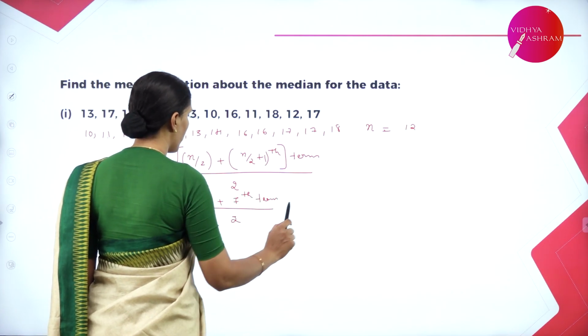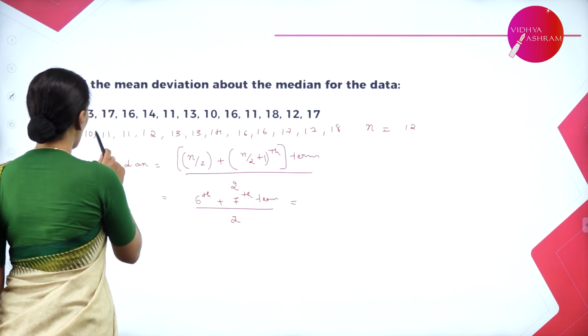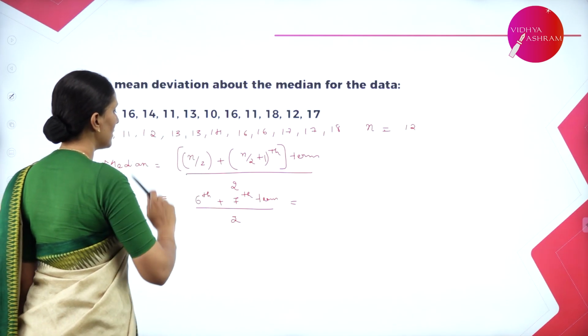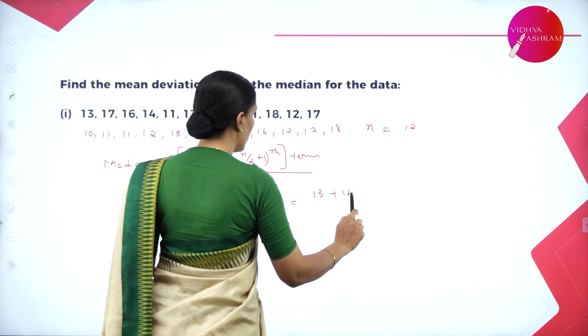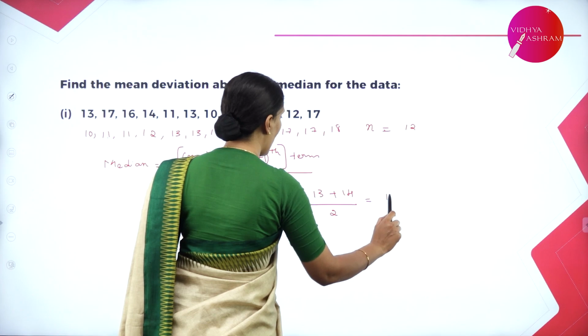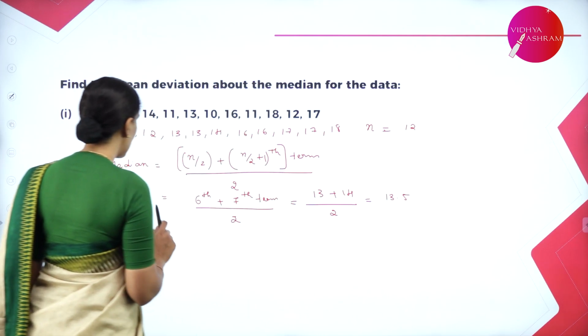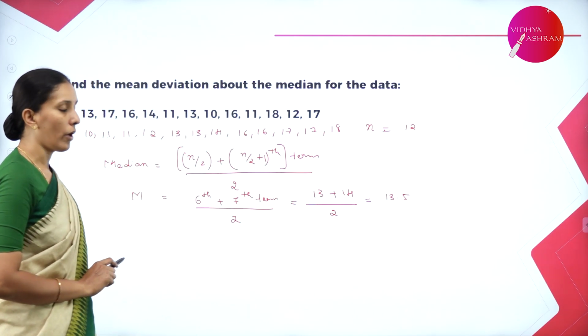divided by 2. So what is the 6th term here? 1, 2, 3, 4, 5, 6. So 6th term is 13. And the 7th term is 14 divided by 2. So you will get the value as 13.5. Hence the median value is 13.5.